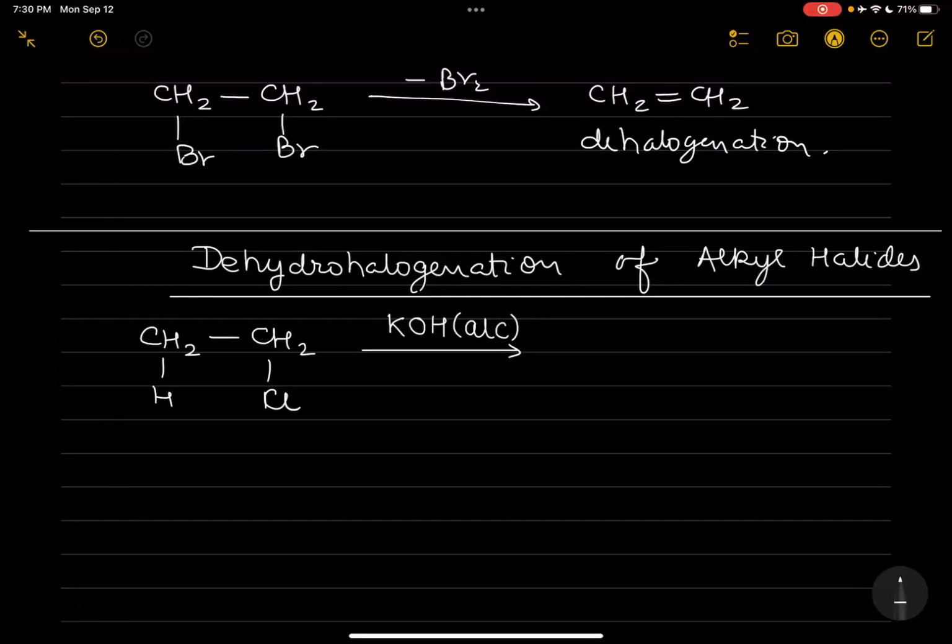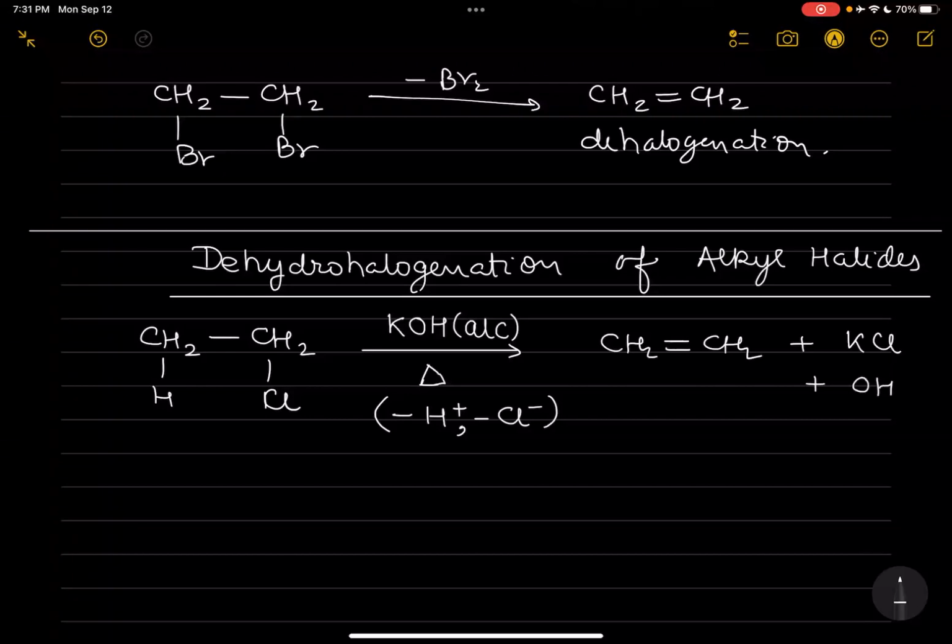Heat is represented by this symbol of delta. If you heat, you can write in the bracket what is happening. So this base will react with HCl, it will take away the HCl, so minus H plus minus Cl minus. You're going to get CH2 double bond CH2. What will happen to this HCl? Actually, HCl will react with KOH, and these are the byproducts, KCl, and H plus will be taken away by the OH minus, giving H2O.